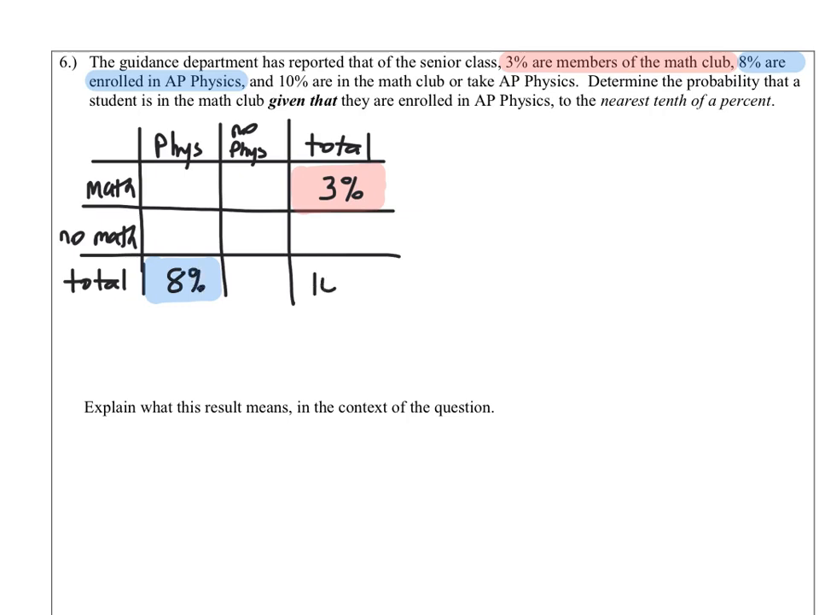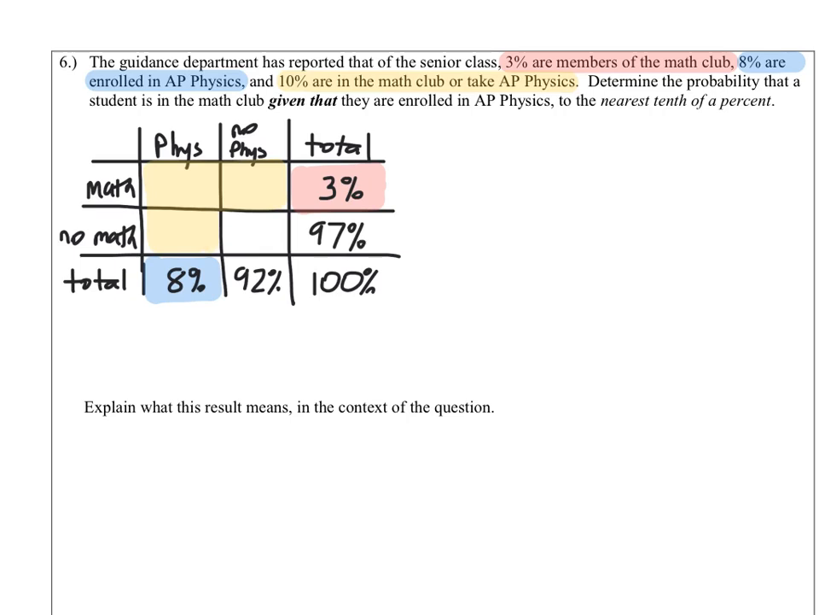Remember, our total is always 100%. So right away, I know if 3% are in math club, 97% are not in math club. If 8% are in AP Physics, 92% are not in AP Physics. Now here's the last part that's a little harder to find the probability. They're telling us that 10% are in math club or take AP Physics. Now that or, whenever you see or, it's these three boxes together.